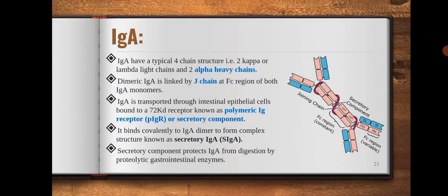IgA has a typical 4-chain structure, that is 2 kappa or lambda light chains and 2 alpha heavy chains. Dimeric IgA is linked by J chain at the Fc region of both IgA monomers. It is transported through intestinal epithelial cells bound to a 72 kilodalton receptor known as polymeric Ig receptor or secretory component. It binds covalently to the IgA dimer to form a complex structure known as secretory IgA. Secretory component protects IgA from digestion by proteolytic gastrointestinal enzymes.